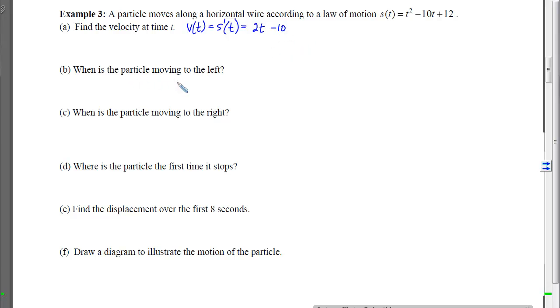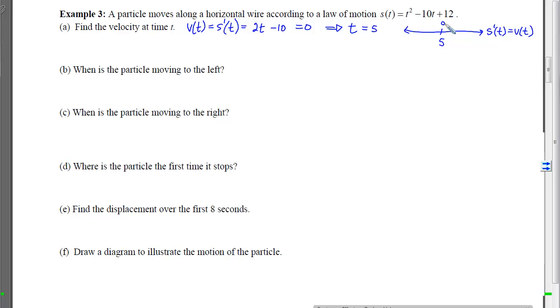The next question asks when the particle is moving to the left and to the right and when it's stopping. So remember that velocity is what tells you how you're moving. So to figure out when we move left and right, we need to look at when v equals 0. V is going to equal 0 when time is 5. So now we can recall our old Algebra 2 techniques, where that s prime of t or perhaps v of t, and we can do a number line analysis of what's happening prior to 5 and after 5.